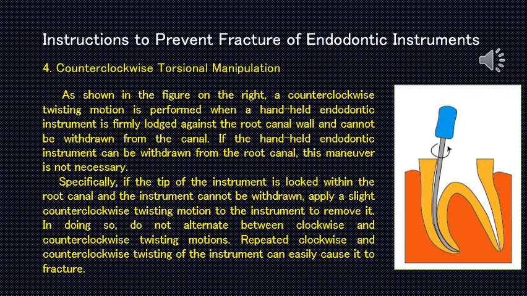4. Counterclockwise torsional manipulation. As shown in the figure on the right, a counterclockwise twisting motion is performed when a handheld endodontic instrument is firmly lodged against the root canal wall and cannot be withdrawn from the canal. If the handheld endodontic instrument can be withdrawn from the root canal, this maneuver is not necessary.